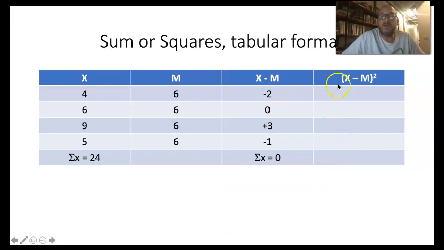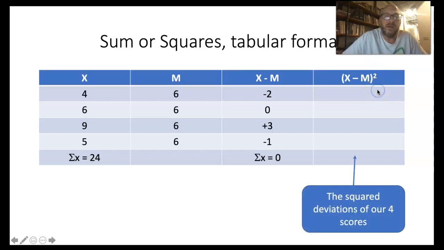All right, so over here, the last column in the table, x minus m, that's the deviation. The deviation squared is what we need in order to get our final calculation. So, if I square each of those, notice I got -2 is now 4, +3 is 9, -1 is 1. Now that they're all positive, they're going to add up to something other than 0.